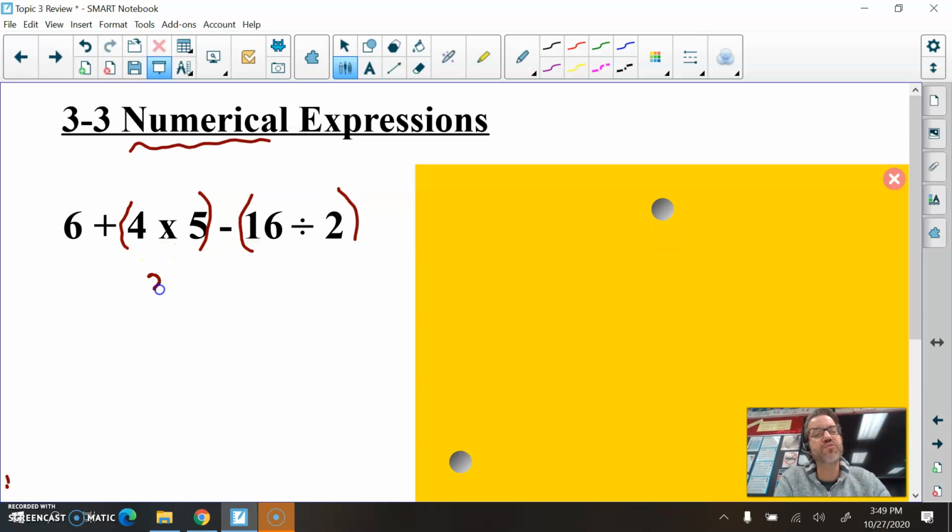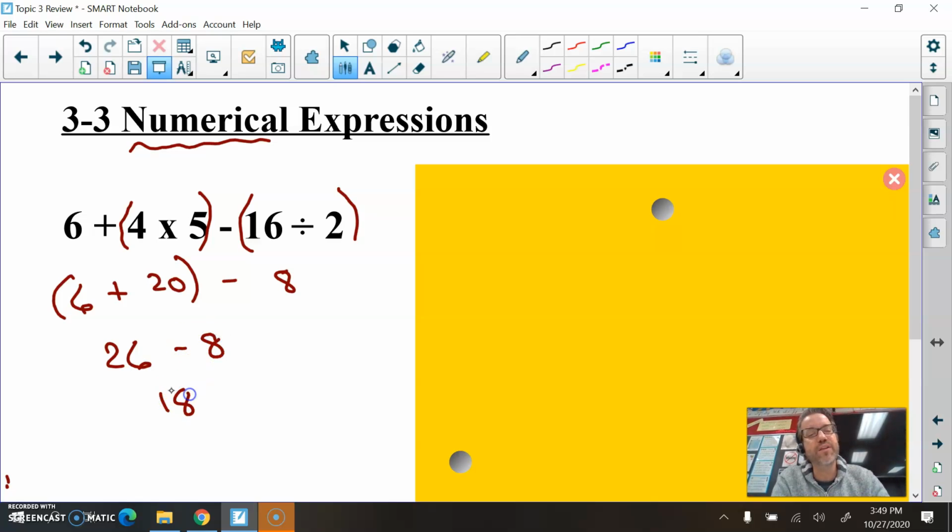4 times 5 is 20. 16 divided by 2 is 8. So now what I have is 6 plus 20 minus 8. All that's left now is adding and subtracting. And as you know, we do those in the order they appear from left to right. 6 plus 20, that's 26. And finally, 26 minus 8 gives us a final value of 18.